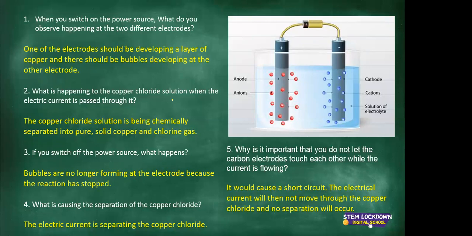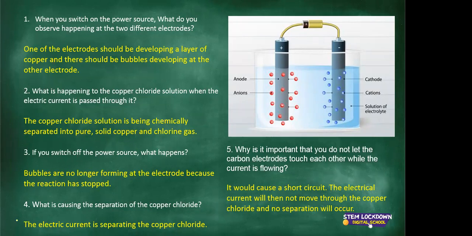And this is a very good question. They want to know, why should these electrodes not touch each other? So the answer would be, it would cause a short circuit. The electric current will not move through the copper chloride and no separation will occur. So basically, if these two touch each other, it would cause a short circuit. That means it will stop the current from flowing and it will not move through it, and then the copper and chlorine will not be separated.